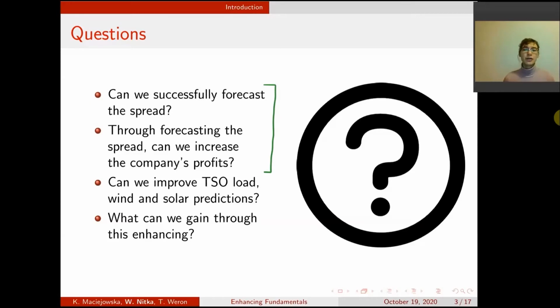And now we are asking ourselves if we can do even better, if we can improve upon the publicly available TSO predictions we used previously by using our own models, and if it is possible actually to improve upon these predictions, what can we gain in terms of profits if we can improve the outcome even more?